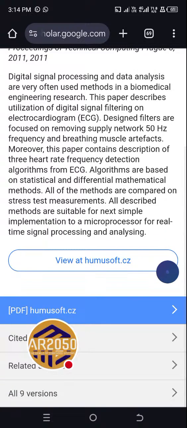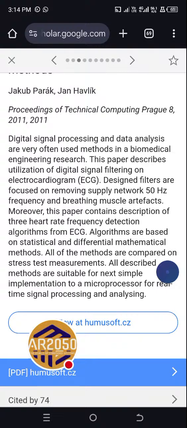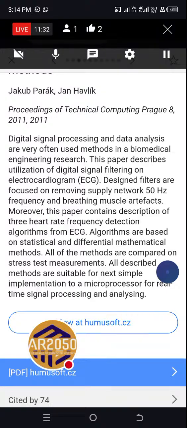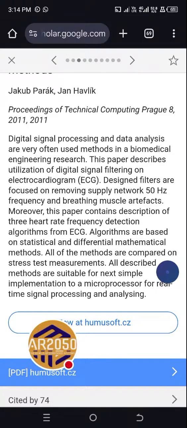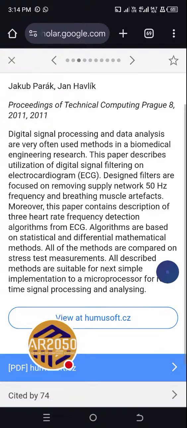All described methods are suitable for simple implementation on a microprocessor. Obviously, one more thing I remember: if your main research area is deep learning, then you should focus on deep learning, and it will help you more. But if your core research topic is not deep learning or machine learning, then you should not touch those areas before you actually understand the problem with standard algorithms.